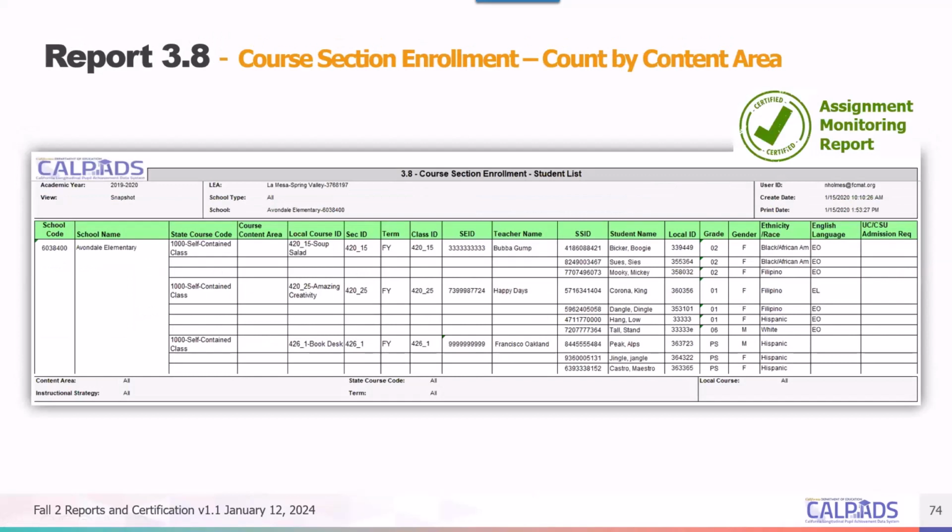Report 3.8, course section enrollment count by content area. This combines some of the course content information along with the students enrolled. It's also used for assignment monitoring. So when you're thinking about those EL students or special education students, identifying those students and looking at their course section enrollment, making sure the content is meeting their requirements.